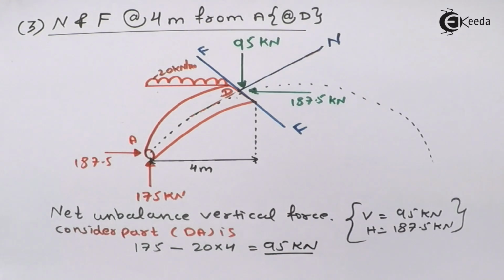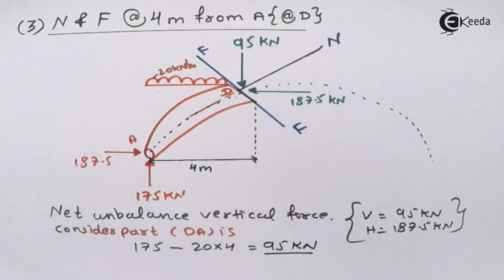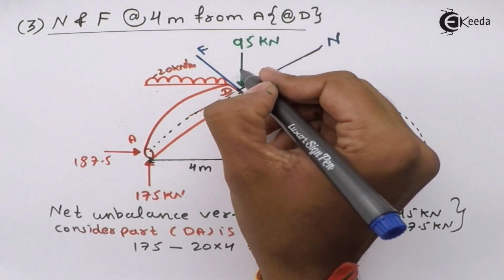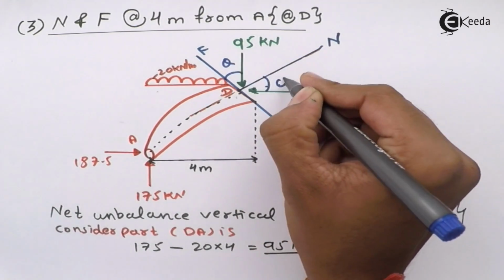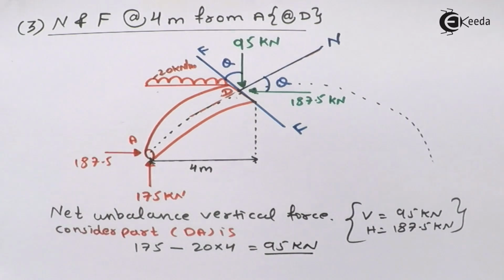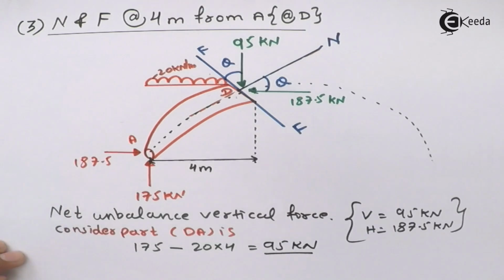Okay, now we have to find the theta. Now how will you take the theta? See, this is your 95 kilonewton. Take theta from this to the left side. See, the angle from the left side is nothing but your theta. Now let's write the equations of normal thrust and radial shear force while seeing this diagram.